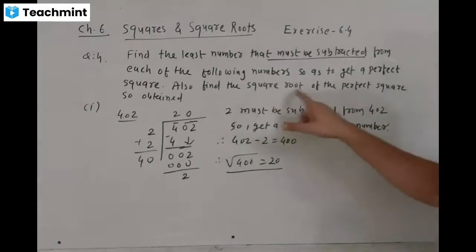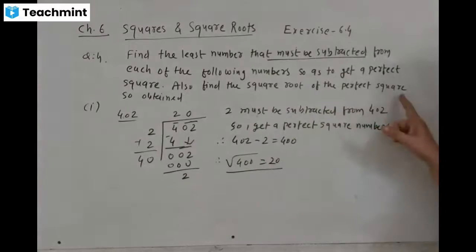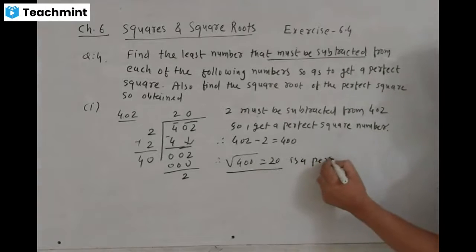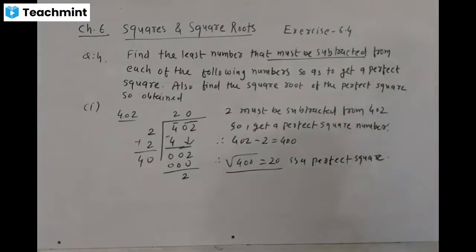And also find the square root. The square root of 400 is equal to 20, a perfect square number. Okay, clear?